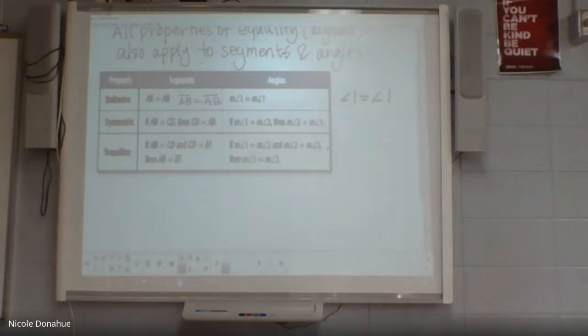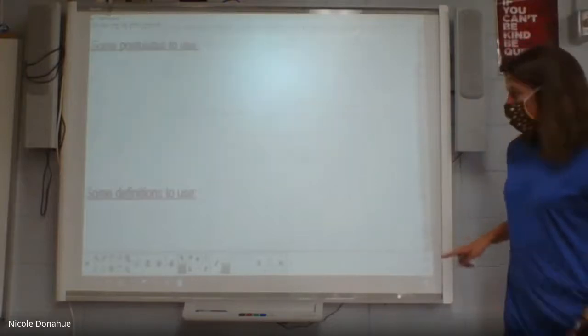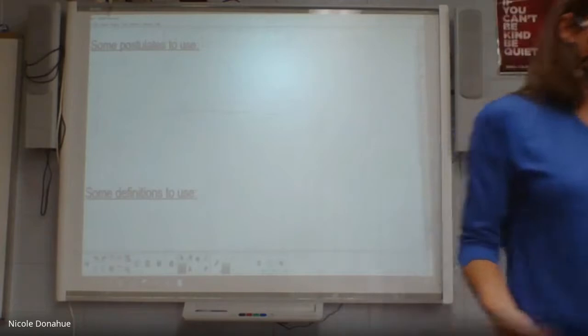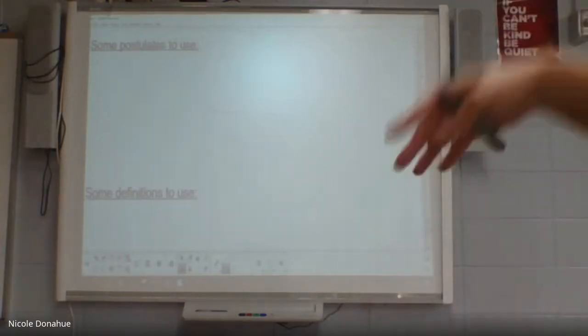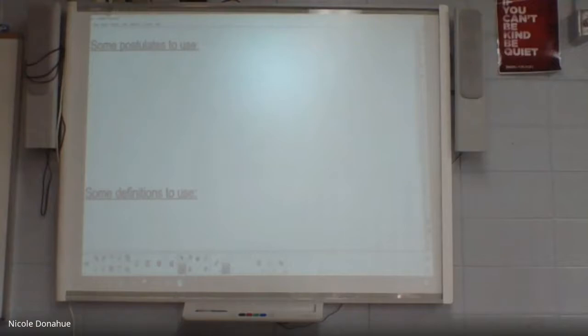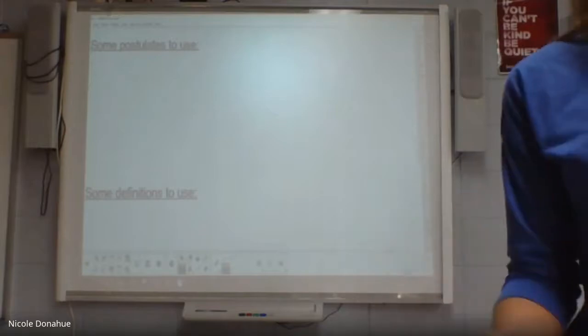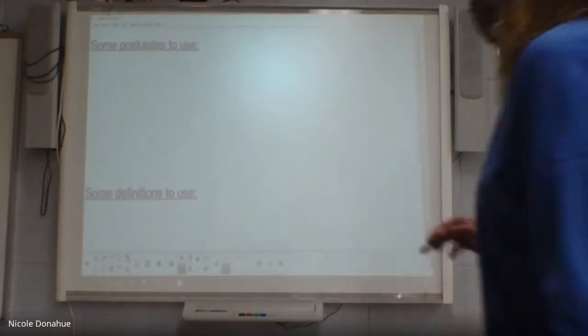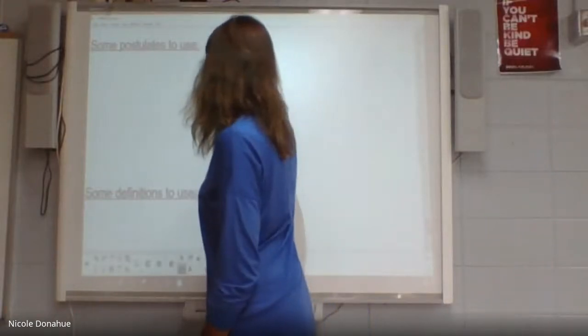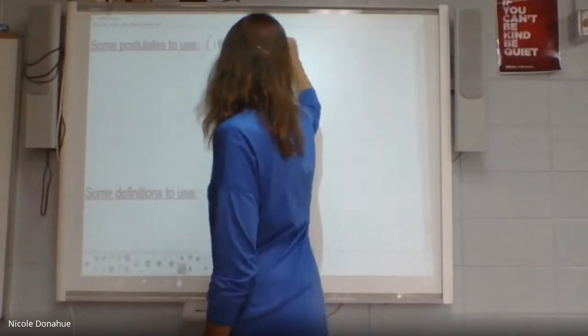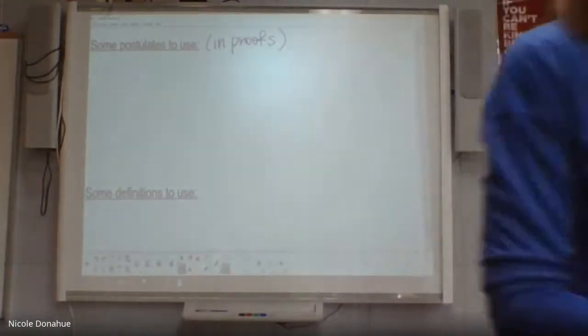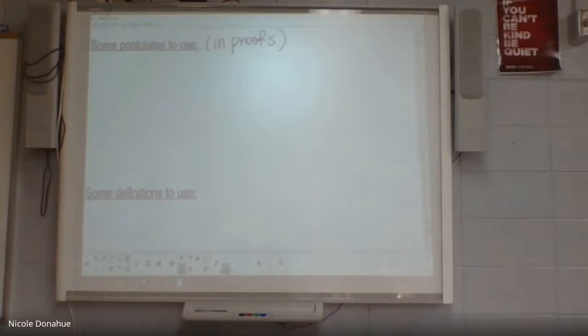So I'm going to talk to you guys about different rules we can use in proofs. The word postulate is just a really fancy word for a rule. And definitions, same idea. They're just technical words in geometry: postulate versus a theorem versus a definition. So a postulate is something we can use in proofs. I'm going to show you what it looks like, what we would call it, and then show you an example of that.